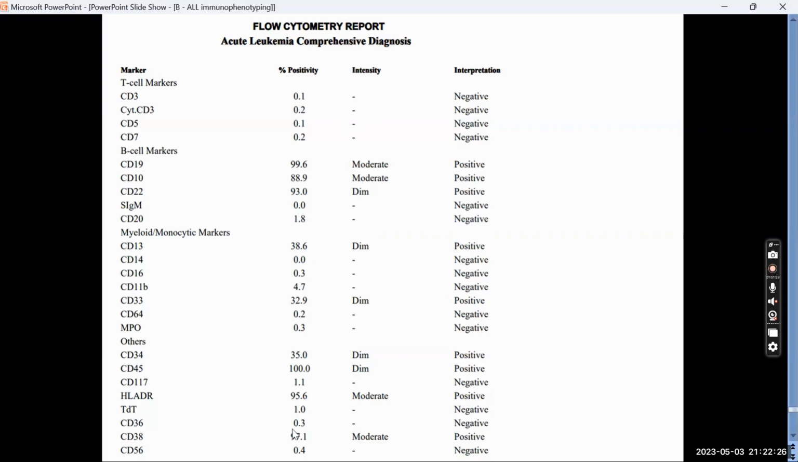So what matters to me is this. If you give this, fine, no problem. More the merrier again. But when you are reporting, this intensity should be there. When you see a flow report only reporting percentages and not the intensity, then that's not a good flow report. Intensity of the markers is very important, more than percentages. If you give both, it's fine.